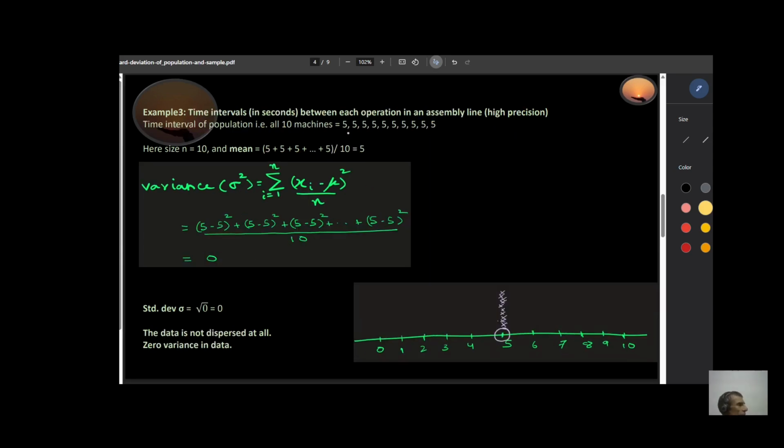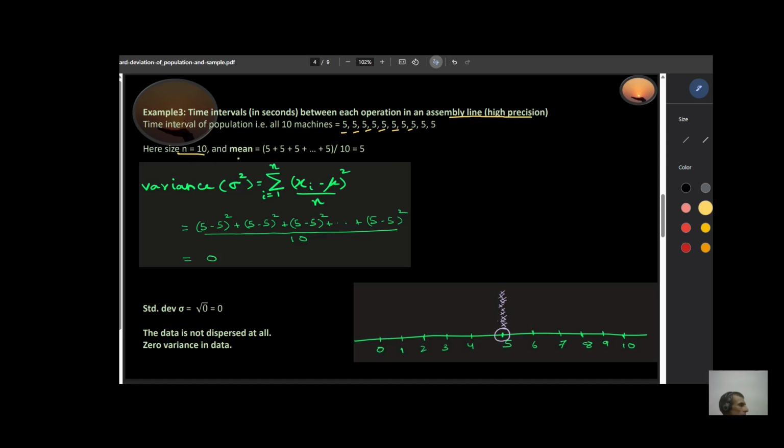This data right here, as you can see, is all 5, 5, 5, 5, 5. You can tell there is no spread over here. Basically, all numbers are the same. This could represent maybe the time it takes for each job to go from one station to the next station in an assembly line. Maybe that assembly line requires high precision, so the time it takes a job to go from one machine to the next machine is 5 seconds.